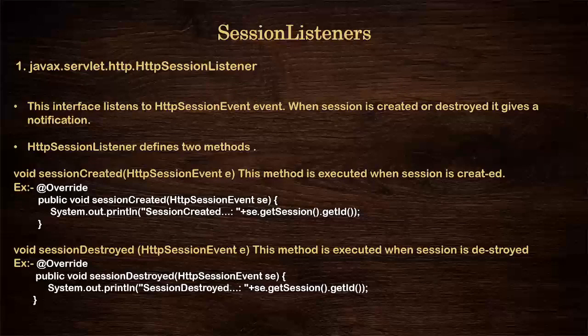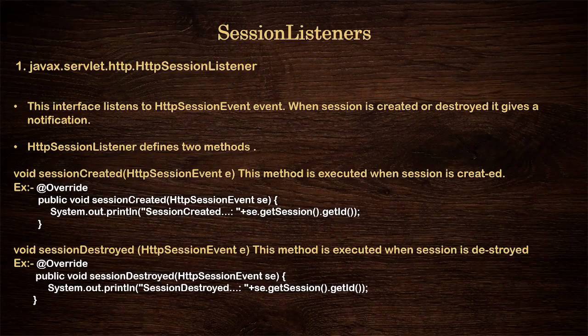Next one is session listener. Number 1, javax servlet HTTP session listener. This interface listens to HTTP session events. When a session is created or destroyed, it gives notification. HTTP session listener defines two methods. Void session created: this method is executed when a session is created. Void session destroyed: this method is executed when a session is destroyed. There are two examples for these two methods.